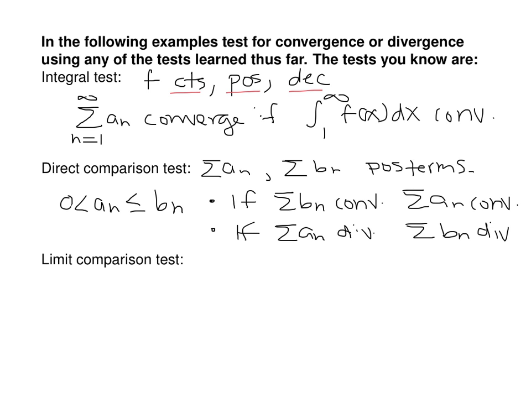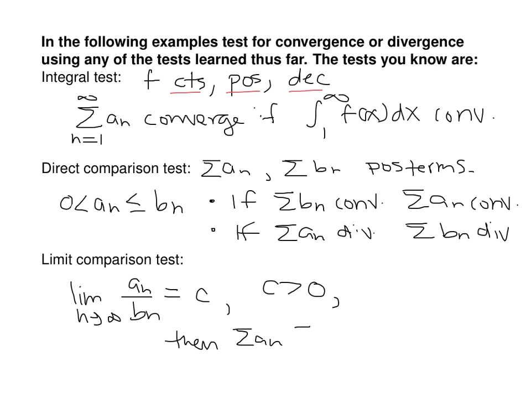And then lastly, the limit comparison test, which we were just using, says that if the limit as n goes to infinity of a sub n over b sub n is equal to some c, where c is bigger than 0, then a sub n and b sub n either both diverge or both converge.